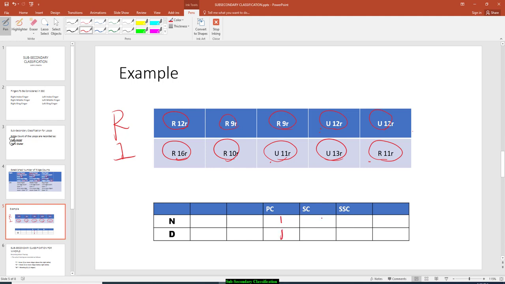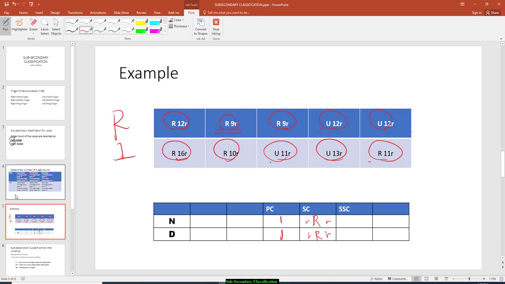Secondary classification, we have R, and we have a small letter group. R, a small letter group. And we have also R. We have also R here, and we have R here. So we have small letter groups here. Now let us move to sub-secondary classification. Let us focus first on the index fingers. So this is 9 ridges.